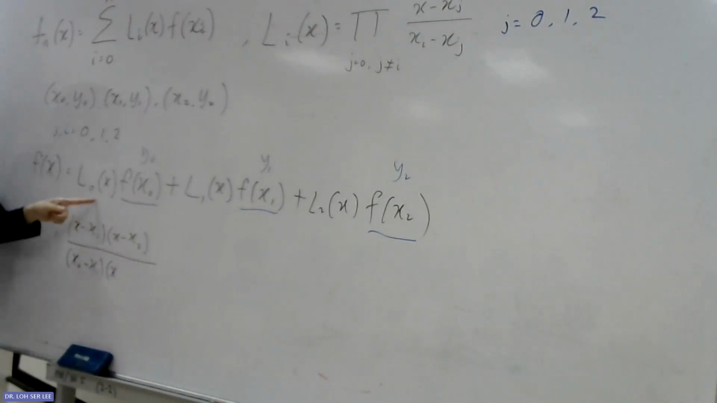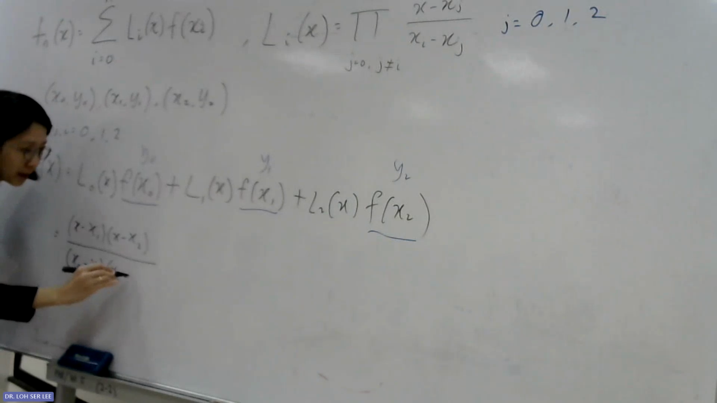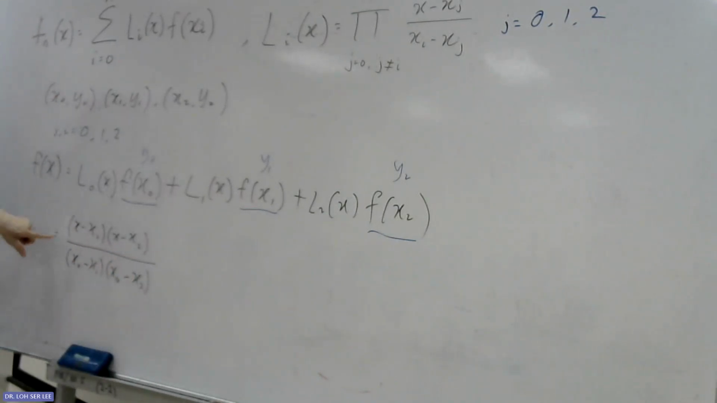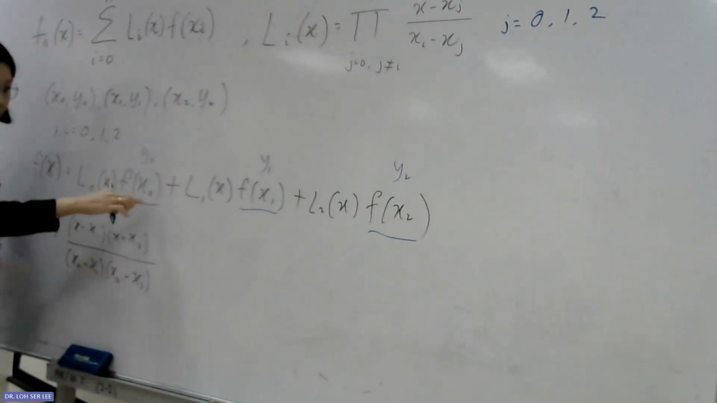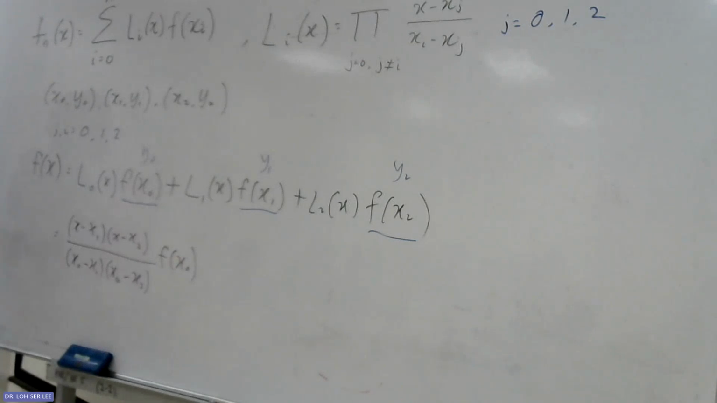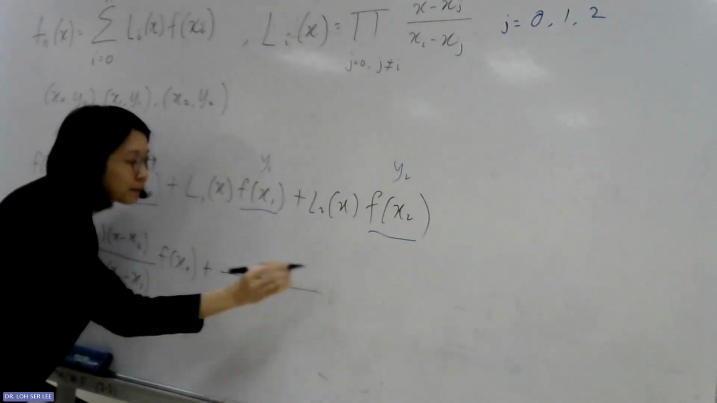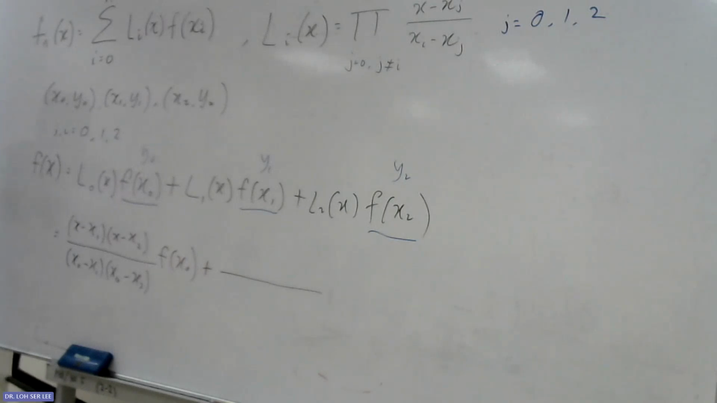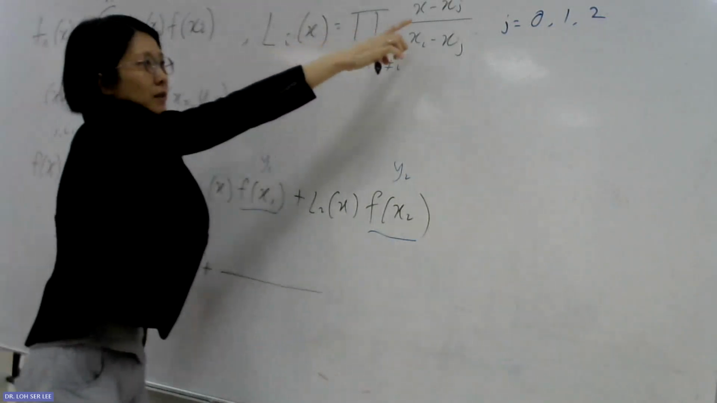x0 minus x2, following this. So this is your L0, followed by this one, f(x0). Now you have done L0. Next, L1. For L1, i is 1, so your j will be 0 and 2.